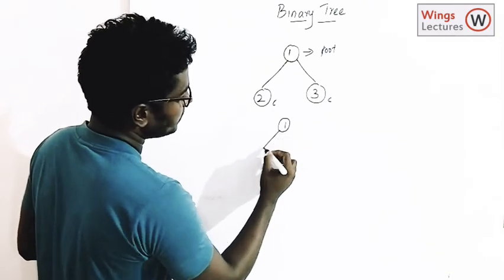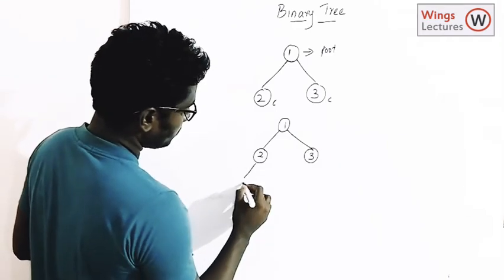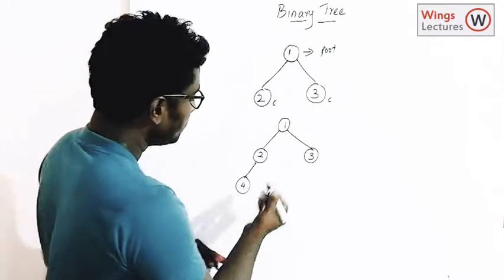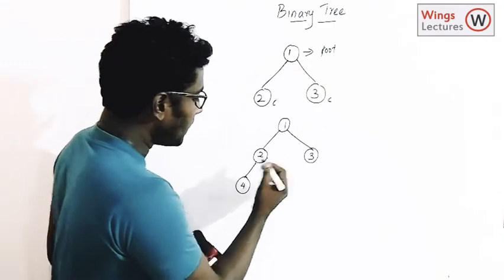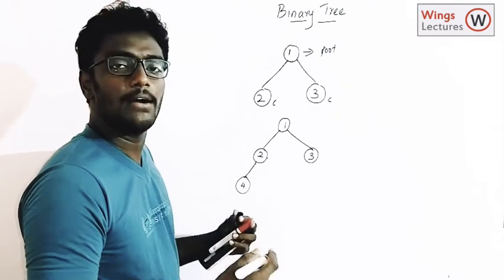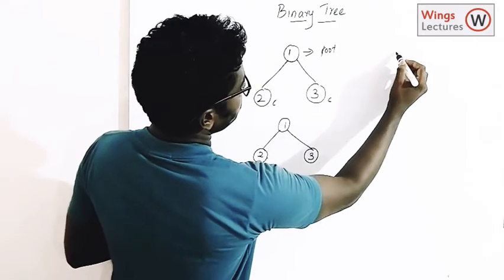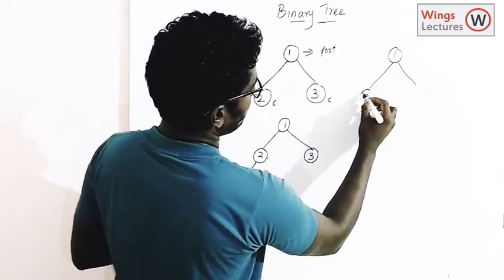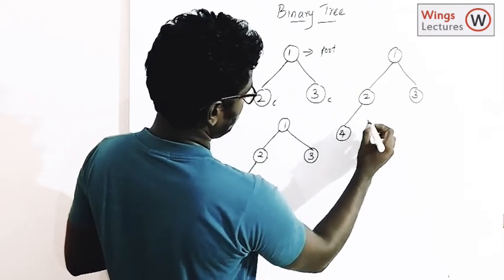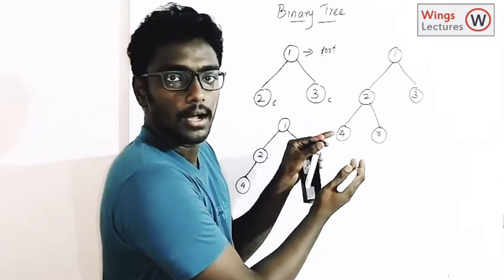So come here. What about this one? This one is also a binary tree. Why? This node has two children, and again node 2 has one child, that's also okay. A node can have one child also, no problem. So it's also a binary tree. Now what about this? Yes, this one is also a binary tree.